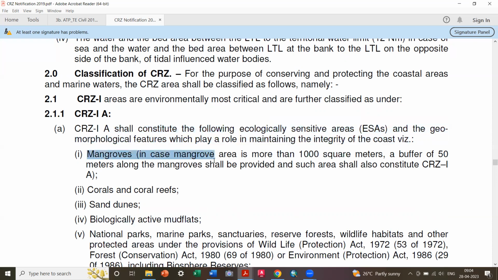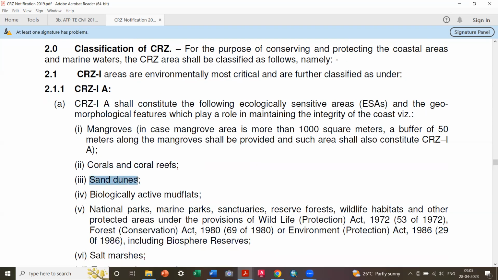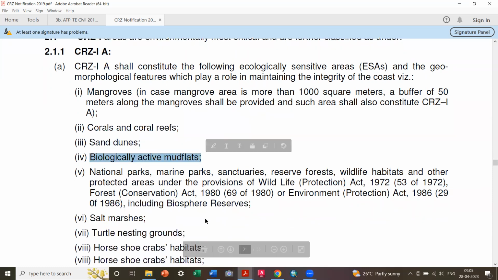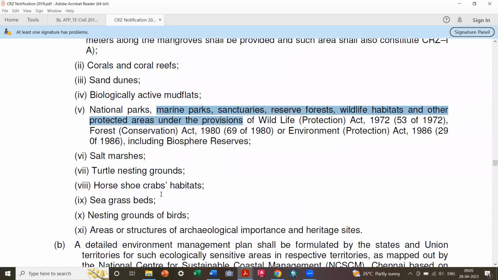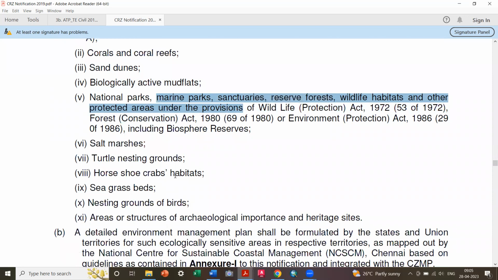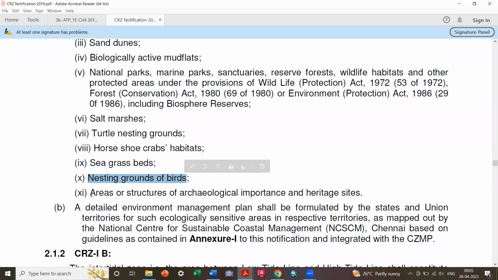So that includes mangroves, coral and coral reefs, sand dunes, biologically active mudflats, then national parks, marine parks, sanctuaries, reserve forest, wildlife habitats, and other protected areas, salt marshes, turtle nesting grounds, horseshoe crabs and habitats, seagrass beds, nesting grounds of the birds, areas of structures of archaeological importance and heritage sites.